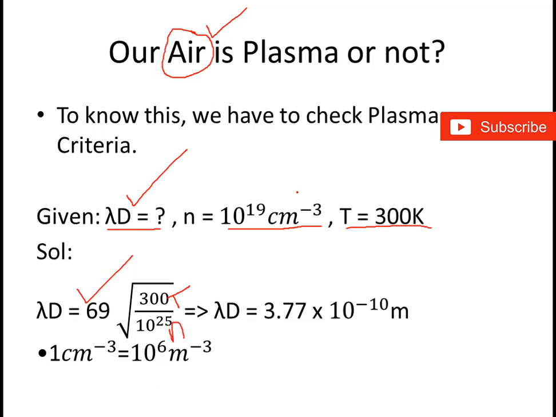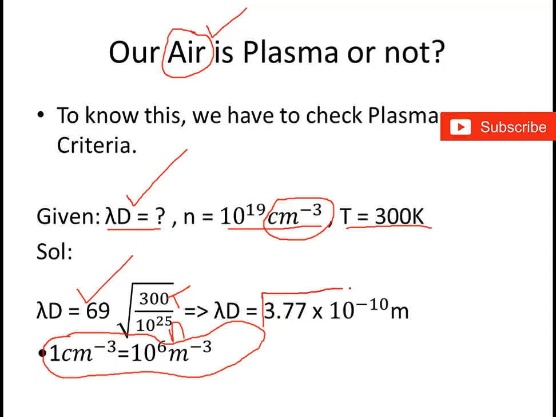Just remember that n is given here per centimeter cube, and as we know, 1 per centimeter cube is equal to 10 raised to power 6 per meter cube. So we put that in, and this will become 10 raised to power 25 per meter cube. So we put it here and we get the result for the Debye length, 3.77 into 10 raised to power minus 10 meter. So this is the Debye length for air at this temperature and at that n.